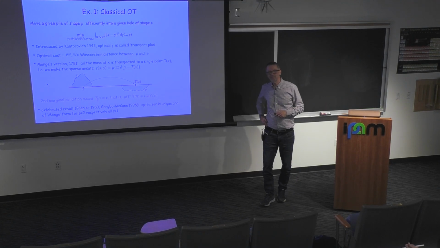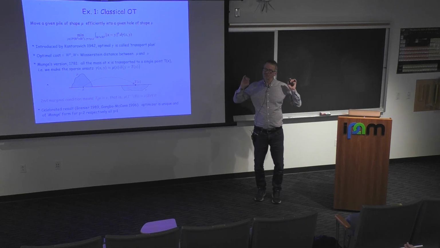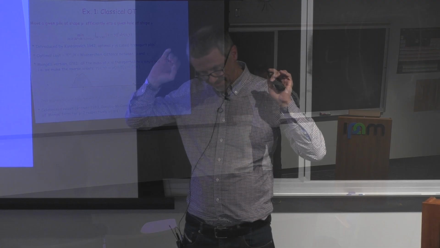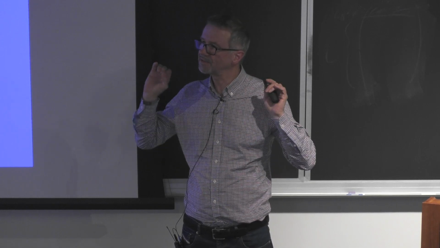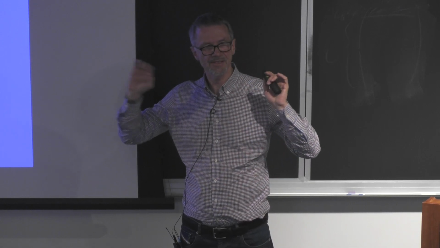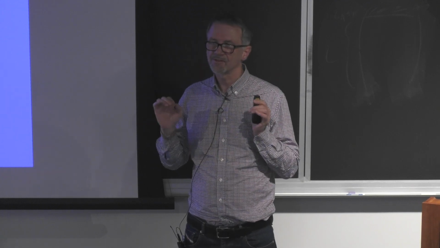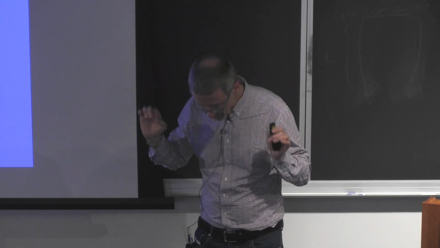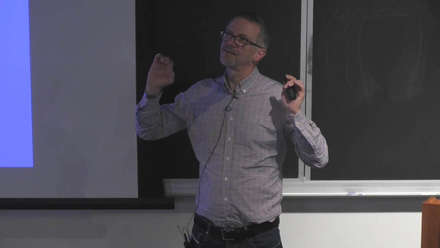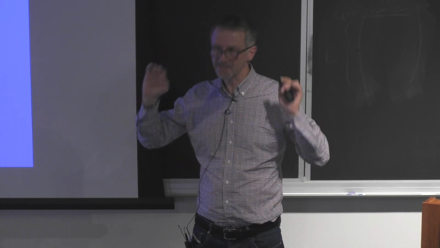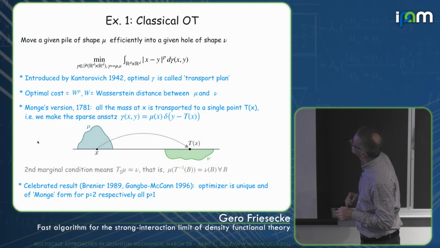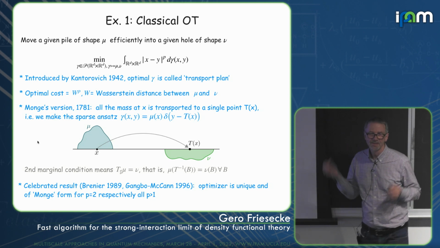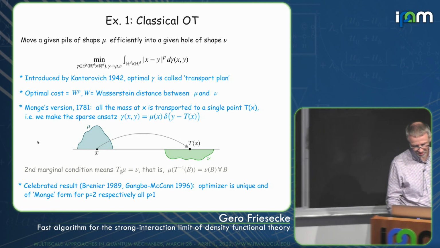And so one way to put the connection, if you want a catchy one-liner that tells you how strictly correlated electrons connect to the Wasserstein distance, it's the following. The SCE functional is precisely the Coulomb analog of the Wasserstein distance. So you just replace the p here, the positive power, by a -1, and then you get the SCE functional.